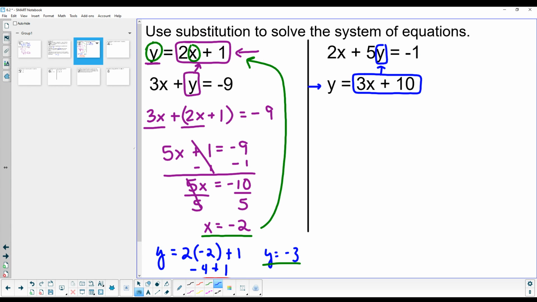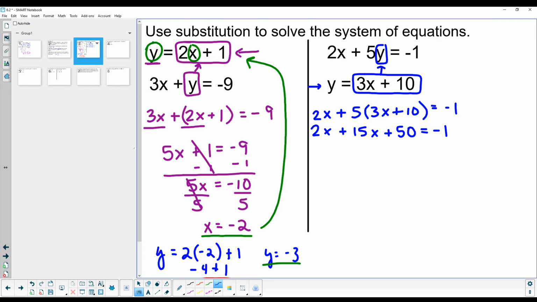So I'm going to rewrite that other equation, so 2x plus 5, but instead of y, in parentheses, I'm going to put 3x plus 10. Now, it is important that you put that in parentheses because you have to multiply that by 5. It's 5y or 5 times y, so it's 5 times that 3x plus 10. So whenever I start to solve this, I need to do distributive property first. So 15x plus 50.